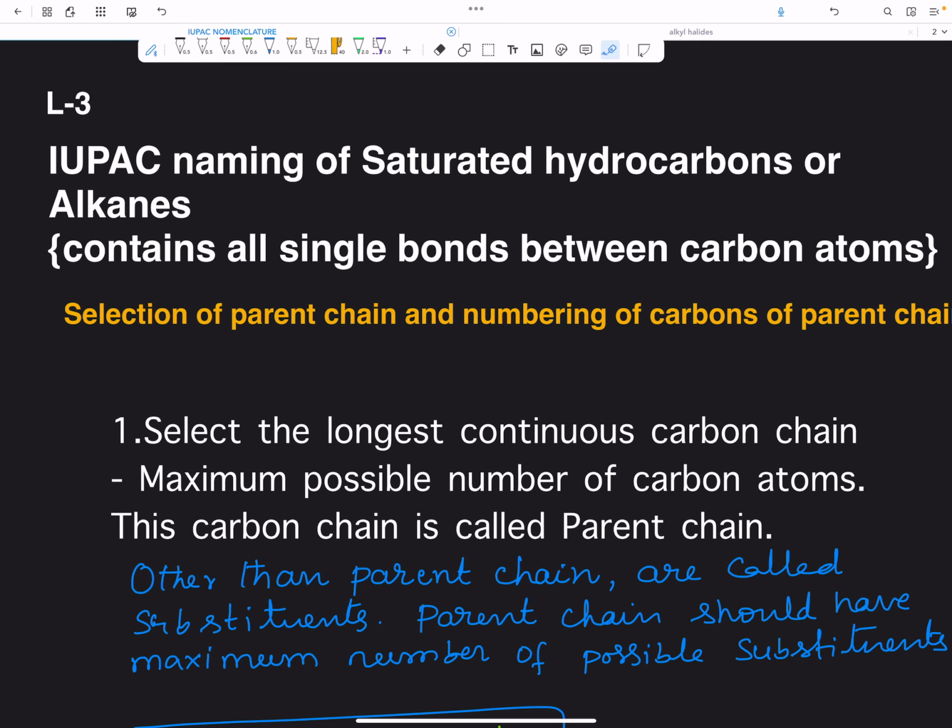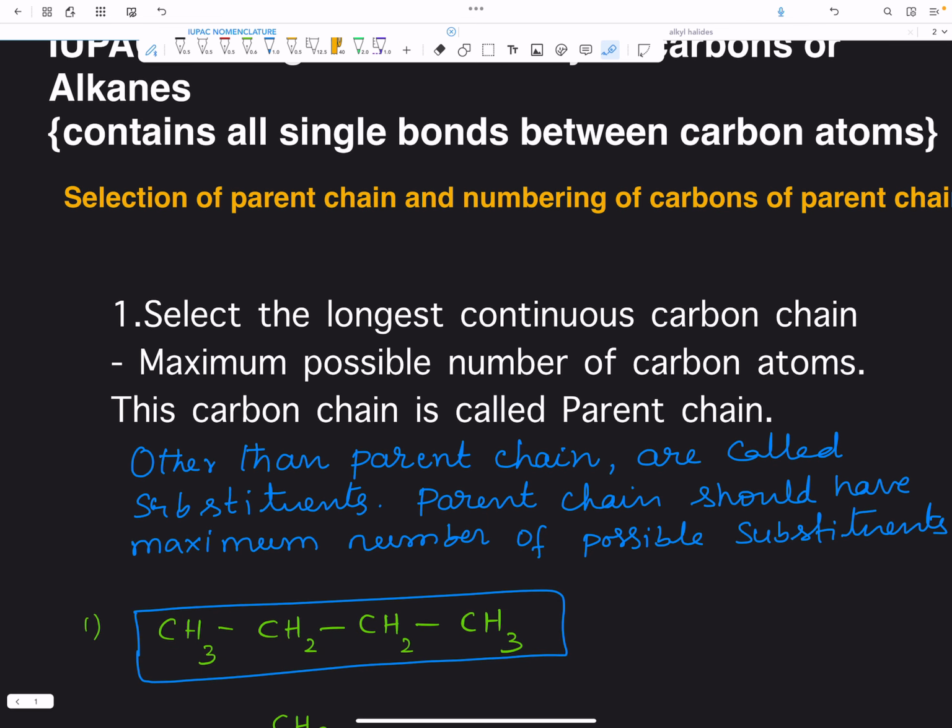Aliphatic saturated hydrocarbons are also called alkanes. They contain all carbon-carbon single bonds. There are rules in selection of parent chain and numbering of carbons of parent chain.